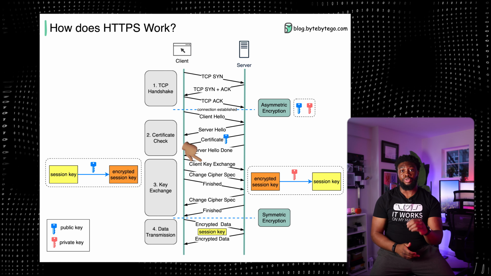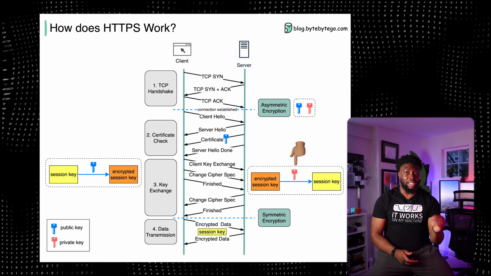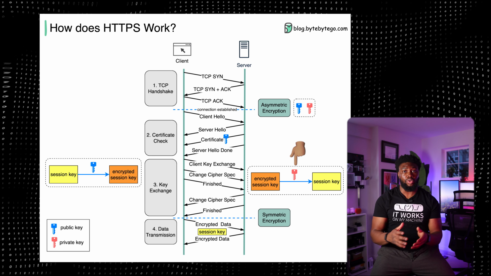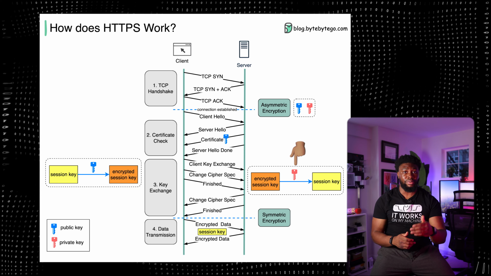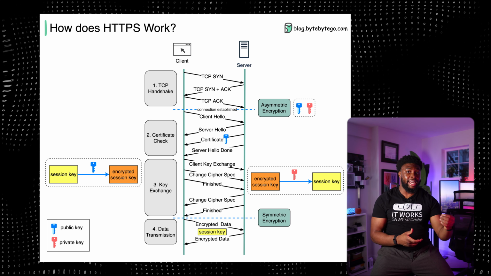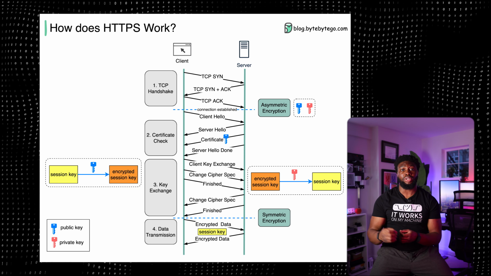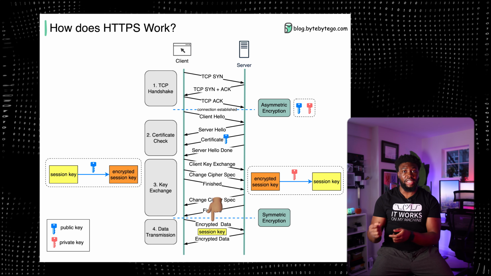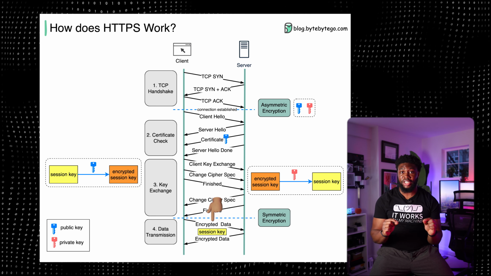Once the server receives the encrypted session key, it decrypts the key using its private key. This is called asymmetric encryption, where data encrypted using one key can only be decrypted using the private key. Both the client, which is the browser, and the server now possess the same session key, which will be used for symmetric encryption and decryption of data transmitted during the secure communication session.